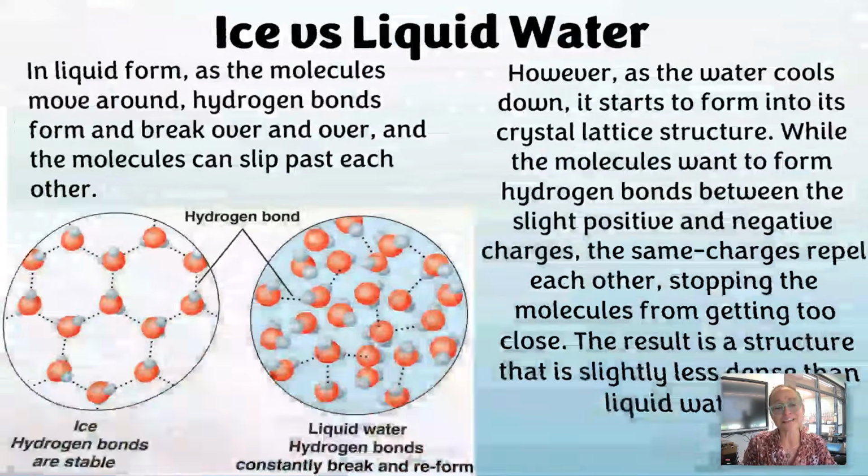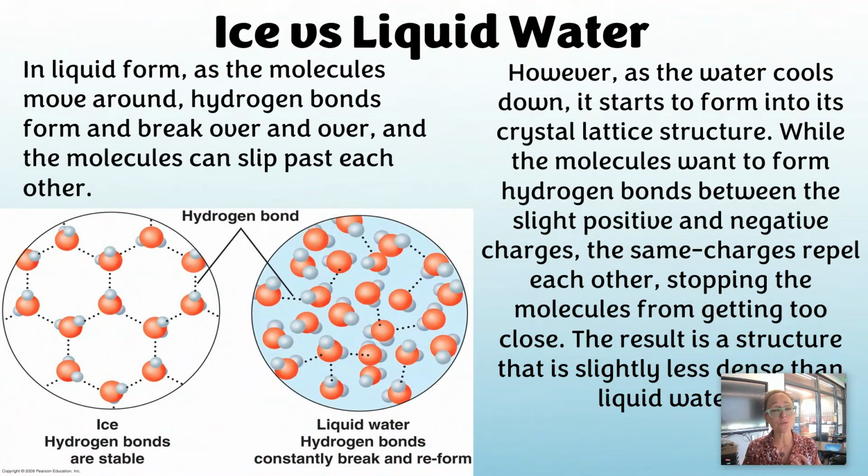And then we have our last topic, which is ice versus liquid water and why ice floats. So when we think about liquid water, there are hydrogen bonds constantly forming and breaking. Whereas when those water molecules begin to cool down and approach 0 degrees Celsius, these hydrogen bonds are going to form and the water molecules are going to spread out. And as water reaches its crystalline structure, the water molecules are more spaced compared to when it's in liquid form, and therefore it becomes less dense.